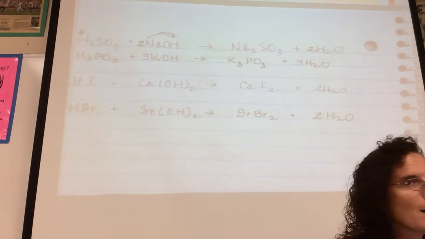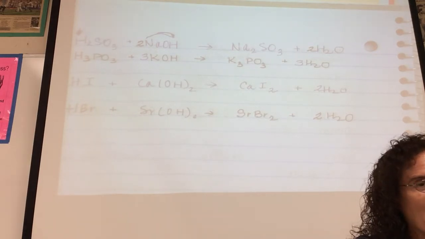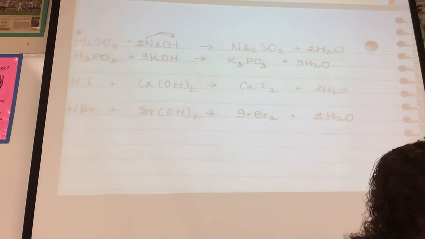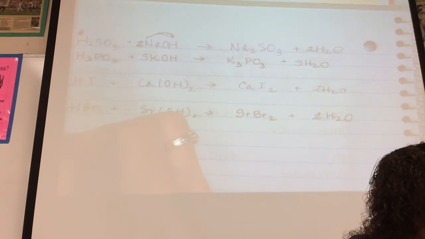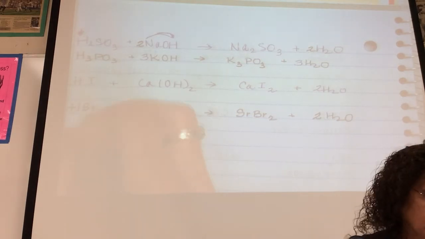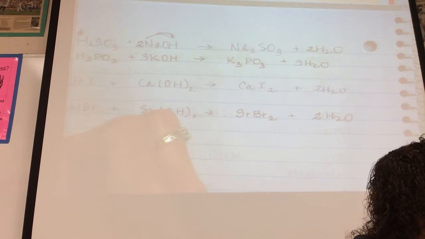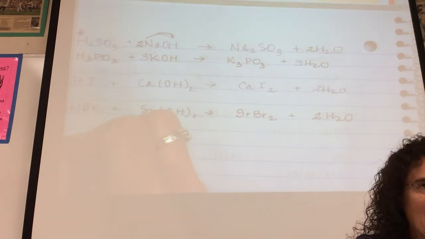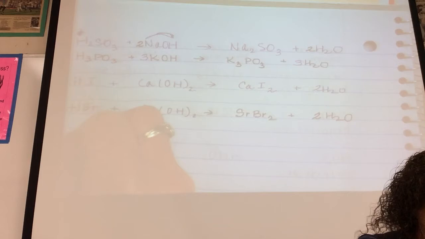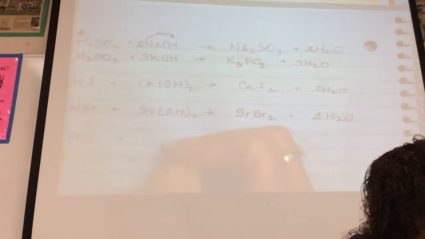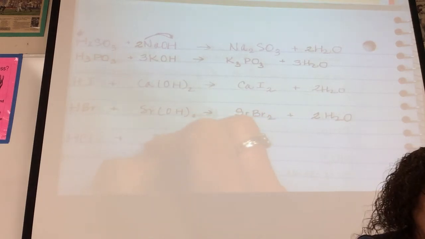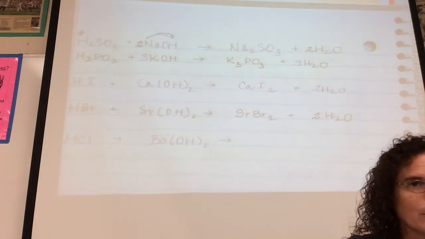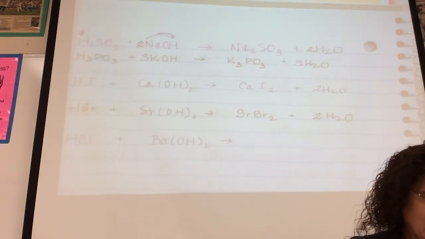The next 2 problems require that you can write chemical formulas for acids and bases. So it says hydrochloric acid reacts with barium hydroxide. Raise your hand and give me the chemical formula for hydrochloric acid. Go ahead, Chase. HCl. That is correct. Good. Barium hydroxide, Andrew. Ba(OH)2. Perfect. Now, products, Allison.